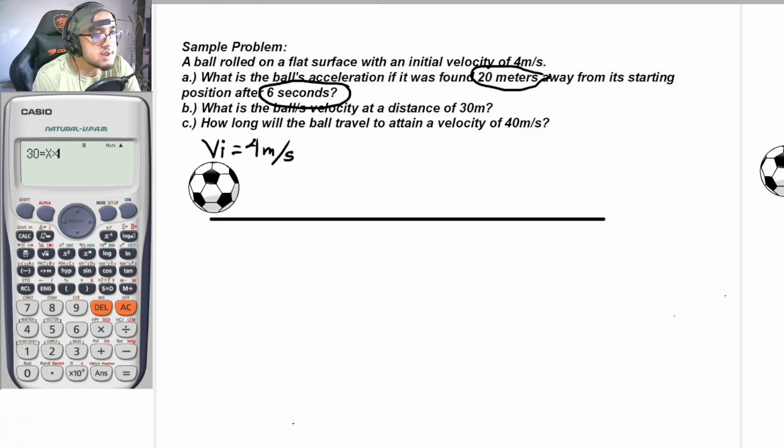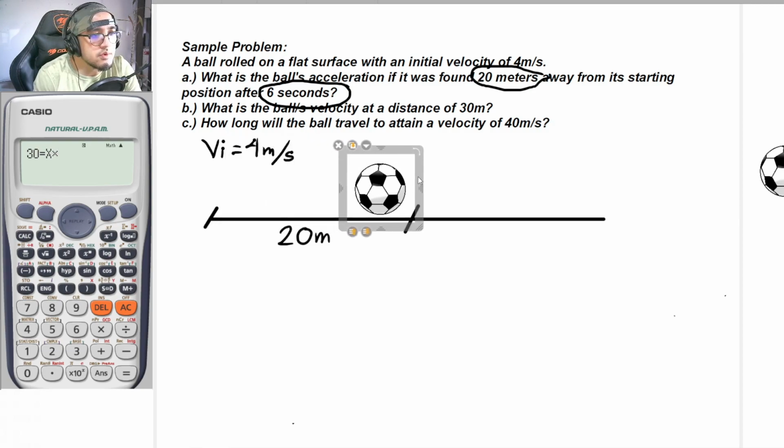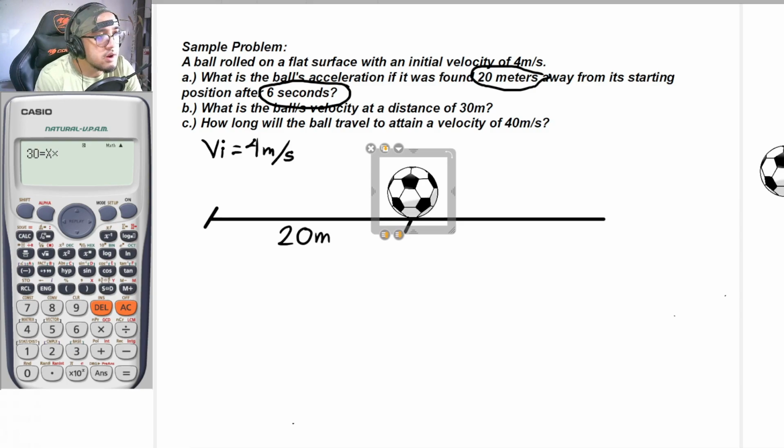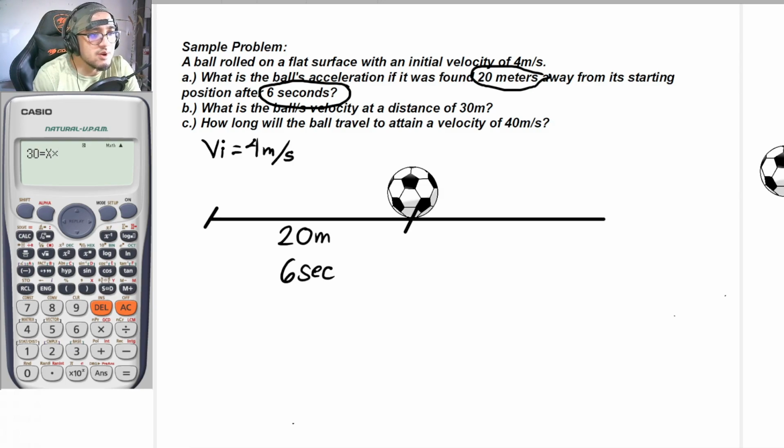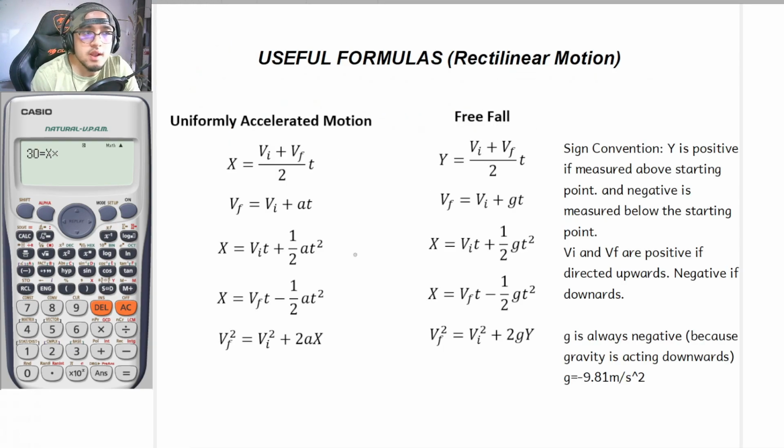So let's say that this is your 20-meter mark, measured 20 meters. And with that, this ball would move to this location, 20 meters after 6 seconds. I'm sorry, 20 meters after 6 seconds.